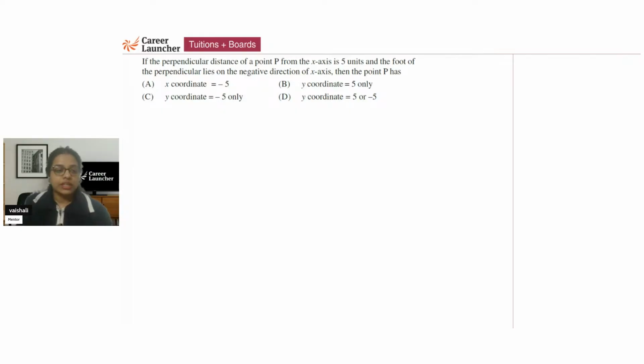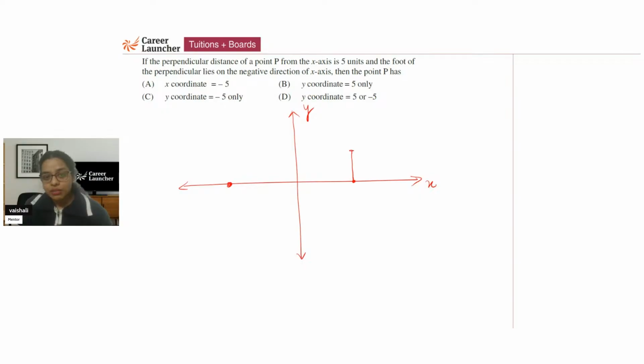Now question number 5. If the perpendicular distance of a point P from the x-axis is 5 units. So for instance, this is my x-axis and this is my y-axis. So it says there is a point P and we are looking at the perpendicular distance from the x-axis. Now the issue is that a point can be here as well. It means it can be present on the positive x-axis, it can be present on the negative x-axis. Now if the distance of that point is 5 units, it can be from here, or from here, right?